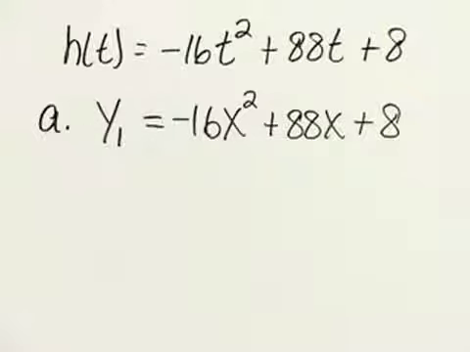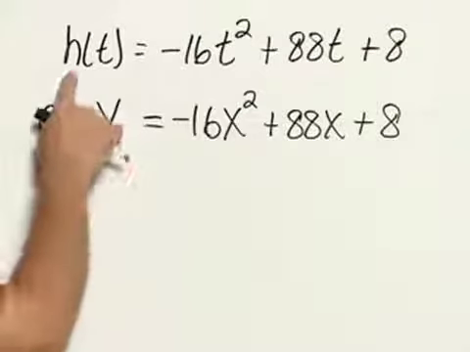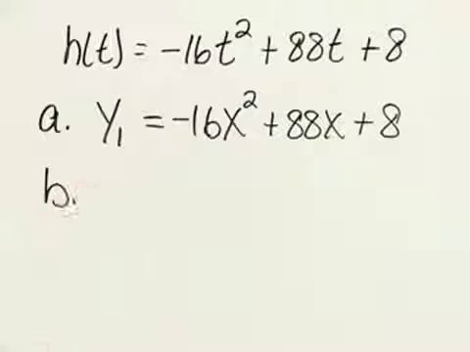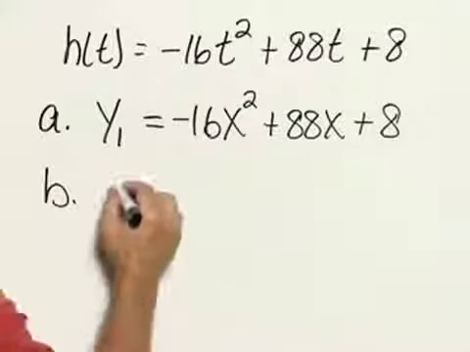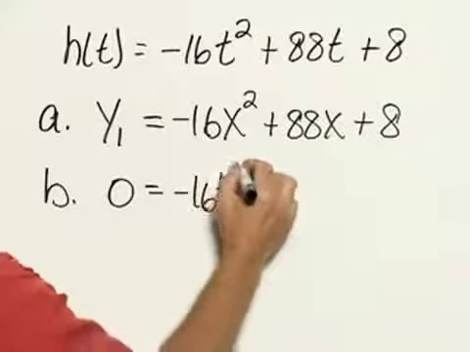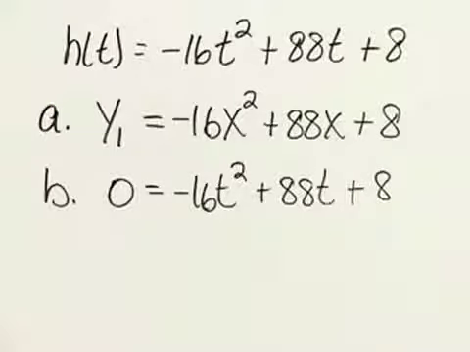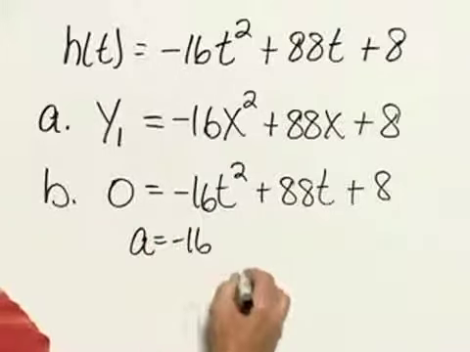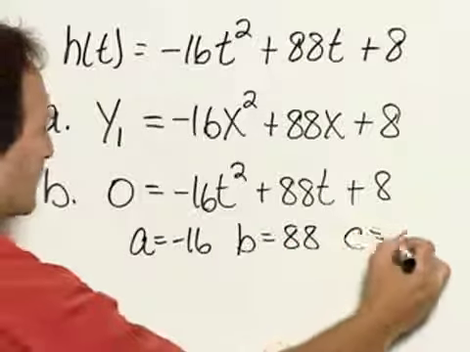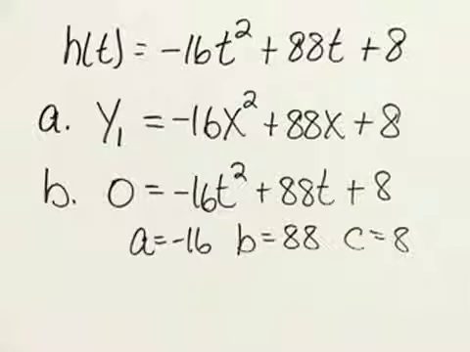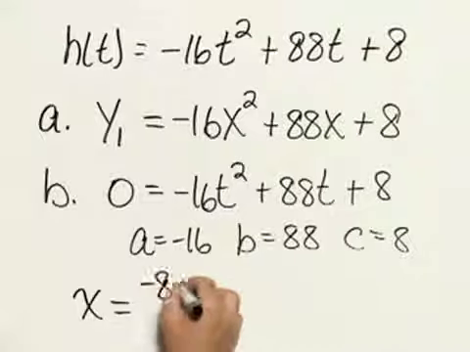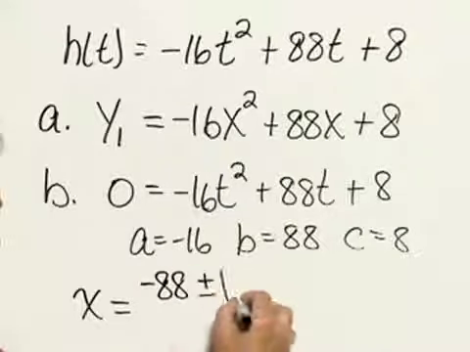For B, we want to know when does the stone strike the ground. And that means that we would solve the equation replacing the height with 0, because that's when the stone would hit the ground, when the height is 0. So we would have 0 equals negative 16t squared plus 88t plus 8. We're going to have to use the quadratic formula to solve this. So in this case, a is equal to negative 16, b is equal to 88, and c is equal to 8.